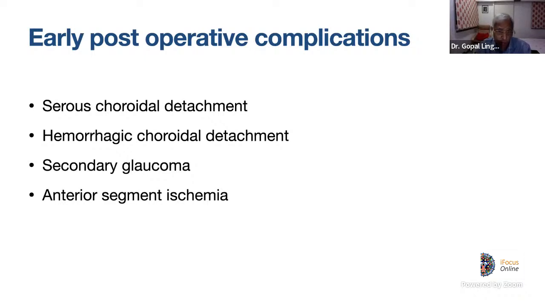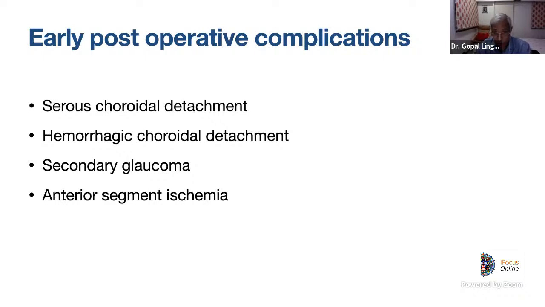Secondary glaucoma can be because of a choroidal detachment. Even serous detachment can make the anterior chamber shallow by propelling the ciliary body processes forwards, and this can lead to secondary angle closure glaucomas. You can also get secondary glaucoma because of the gas bubble that you inject, or the scleral buckle, if it is too high, it can cause anterior segment ischemia, and that can cause again secondary glaucoma.